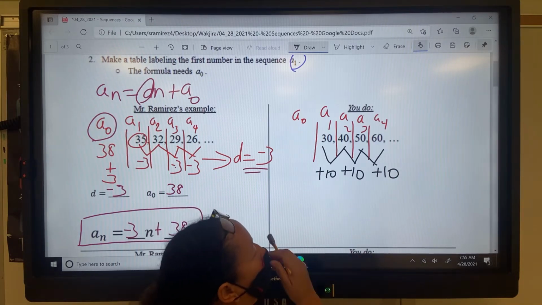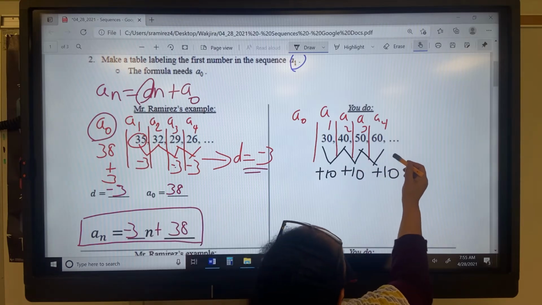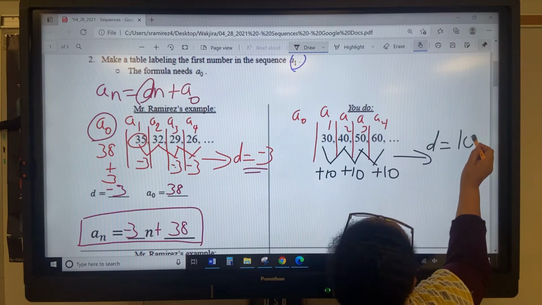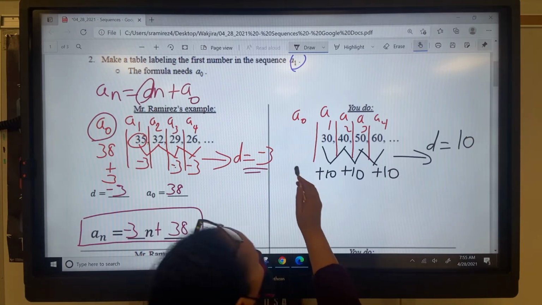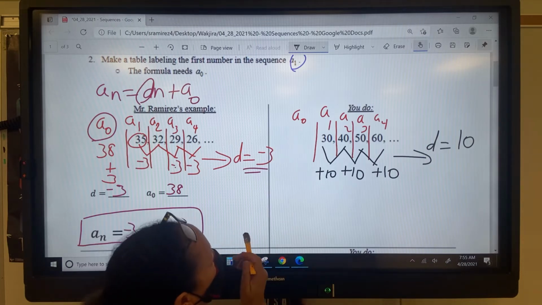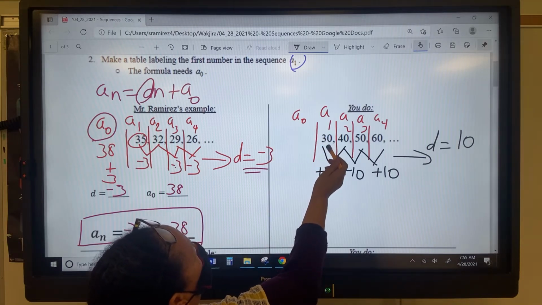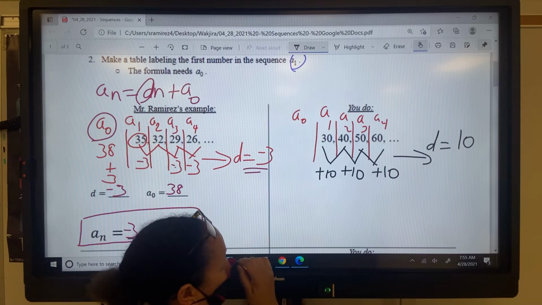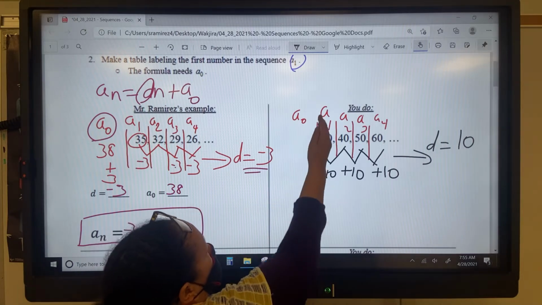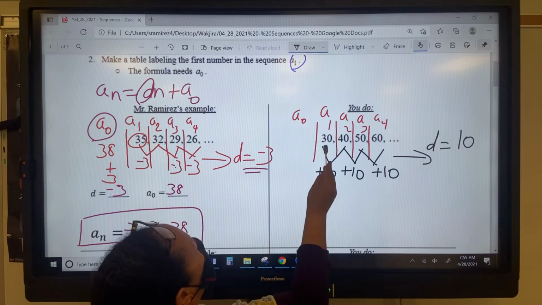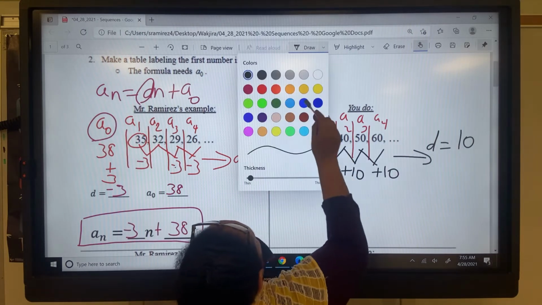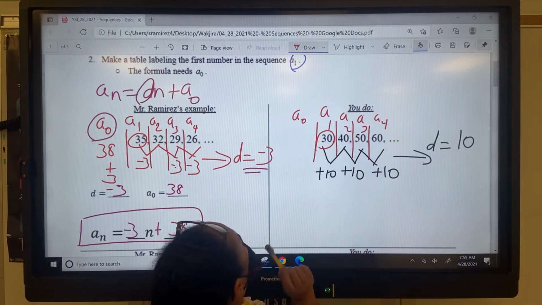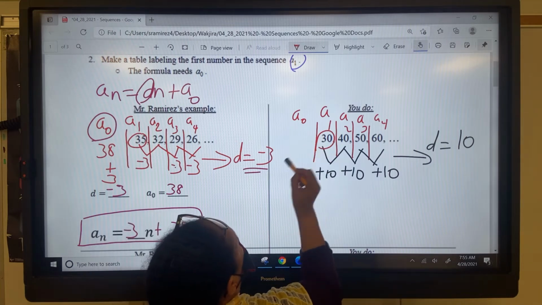So that will tell us what our D is when it goes this way. So D equals 10. Now when we come to find A sub 0, since this one is our first sequence, to the right we add 10, and to the left we subtract from the first sequence. Our first sequence is 30, so we subtract 10 from that, we get 20.